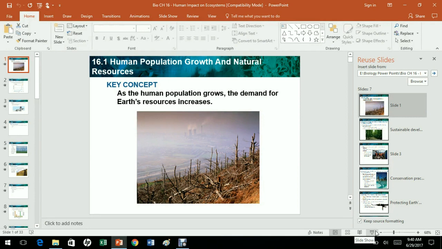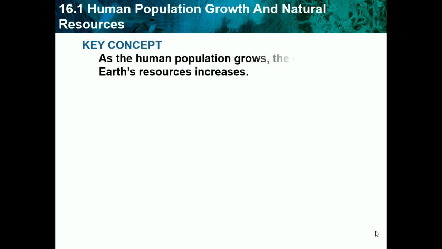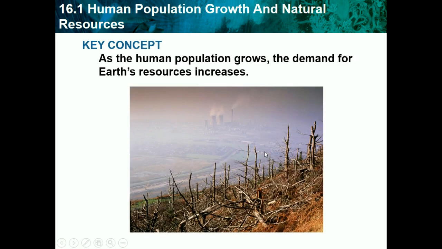Today we will be finishing all of chapter 16, which is human impact on ecosystems. So we'll start here at 16.1, which is human population growth and natural resources. Key concept is as the human population grows, the demand for Earth's resources increases.